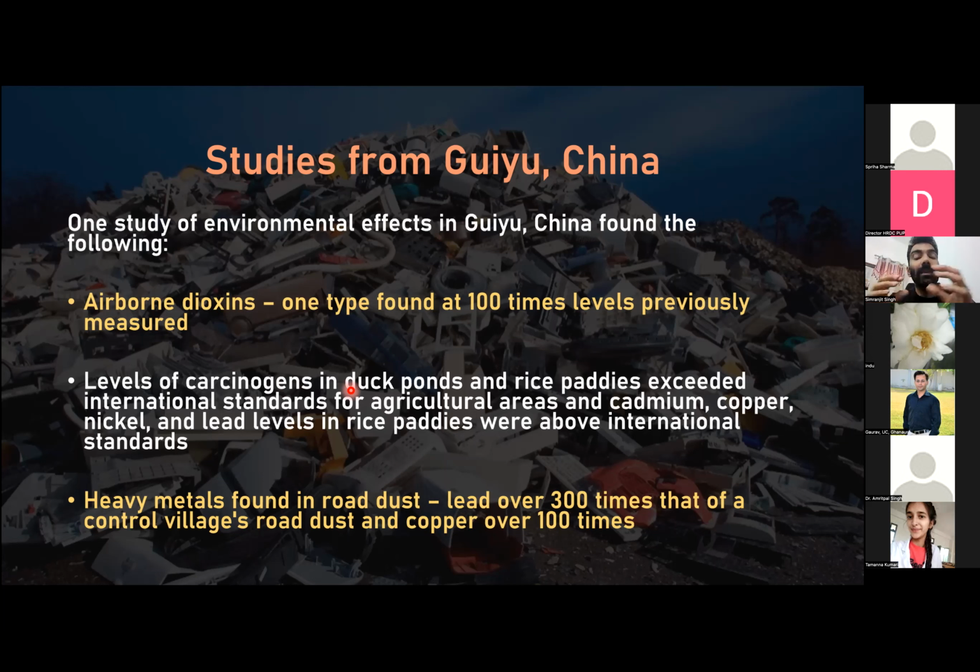Guiyu used to be a very beautiful city with paddy fields, with duck ponds, a very peaceful place, people living, growing, eating and living peacefully. As soon as this dump started coming in, the level of carcinogens in duck ponds and rice paddies exceeded international standards for agricultural areas, and cadmium, copper, nickel, lead in rice paddies were above international standards.